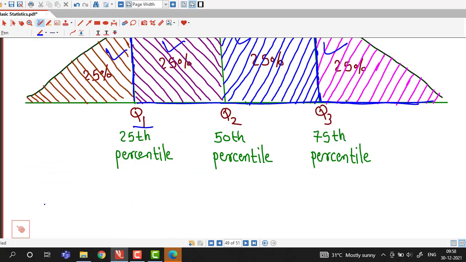Okay, so this is all about this session. I hope you understand how to find percentiles and particularly quartiles. So I stop here. Thank you very much.